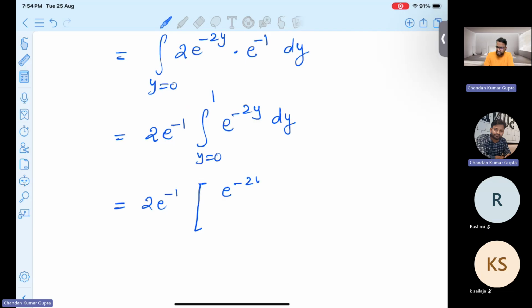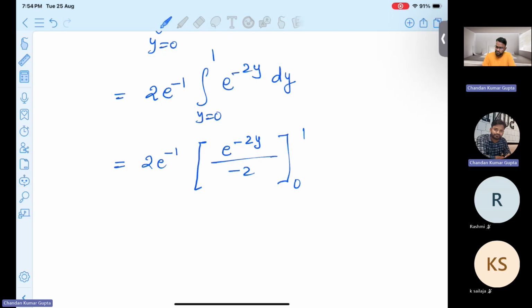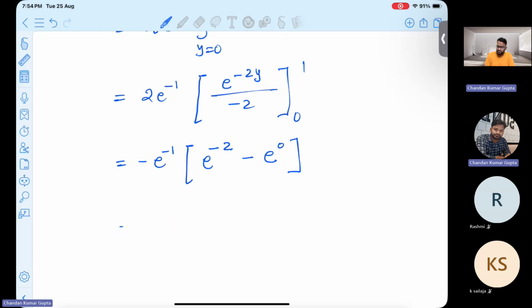It's e to the power minus 2y divided by minus 2. Simple. So y from 0 to 1 can also be written here. So it comes out to be minus e to the power minus 2 minus e to the power 0. Okay, so minus is there. So we can write this as e to the power minus 1, e to the power minus 2, minus 1.